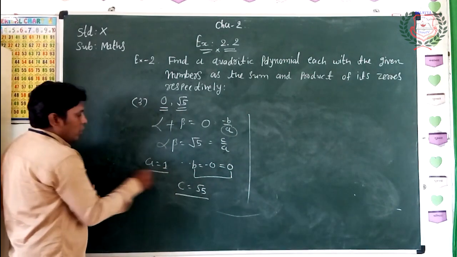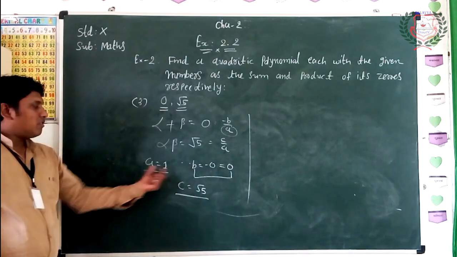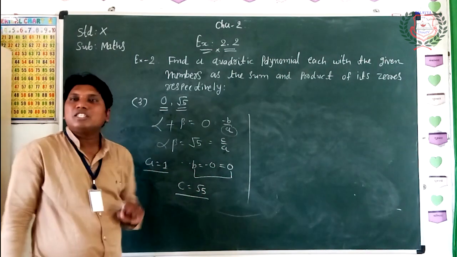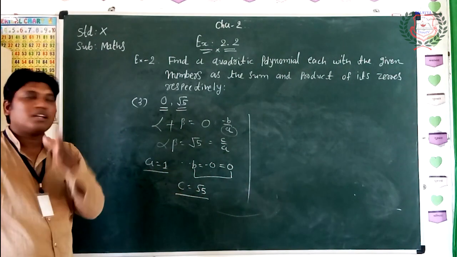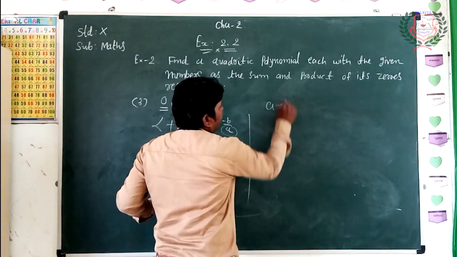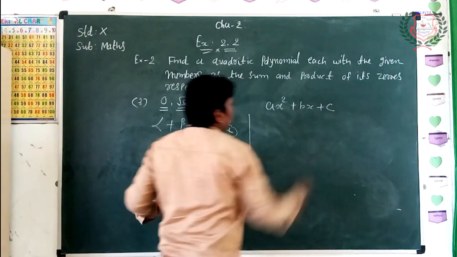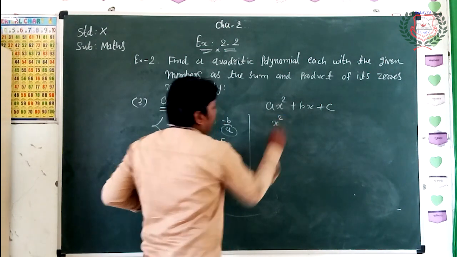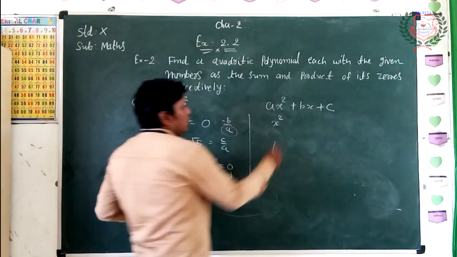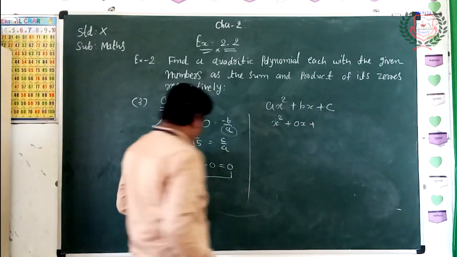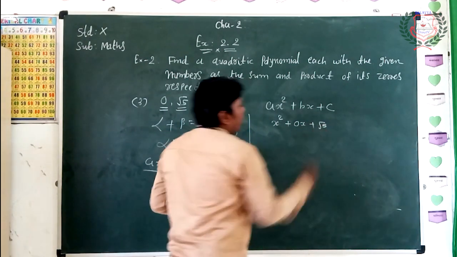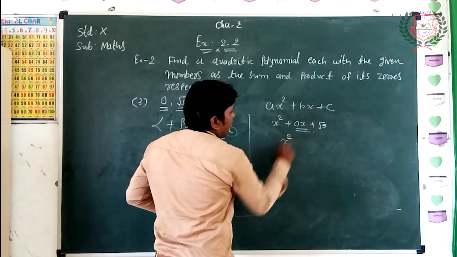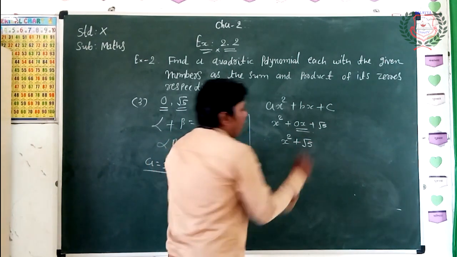Now you have the values of a, b and c. a is equal to 1, b is equal to 0 and c is equal to root 5. That means the middle term in this polynomial is 0. Our standard form is ax square plus bx plus c. Now put the values: a is equal to 1, so x square. b is equal to 0, that means 0 multiply x, and c is equal to root 5. So the middle term is not there because b is equal to 0. So our polynomial is x square plus root 5.